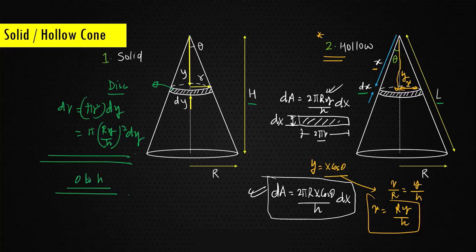So for the solid cone, you have to take the vertical length as the length of the element, that is dy, the height of the element. But for the hollow cone, you take the slant length as the length.